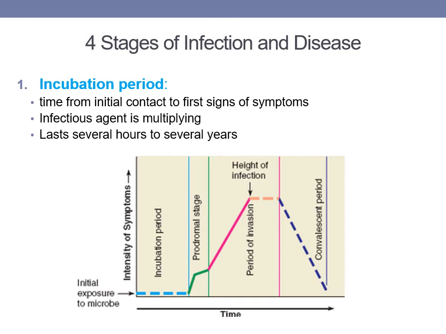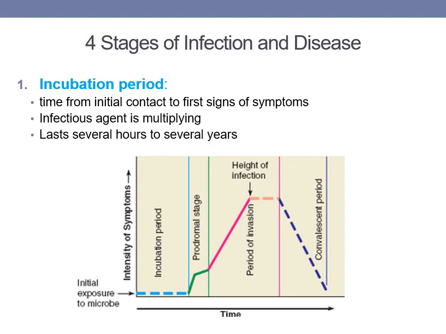The 4 stages of infection and disease are the incubation period, the prodromal stage, the period of invasion, and the convalescent period. You should know each of these stages, the impact the pathogen is having on the body at each stage, and what is happening to the pathogen at each stage.